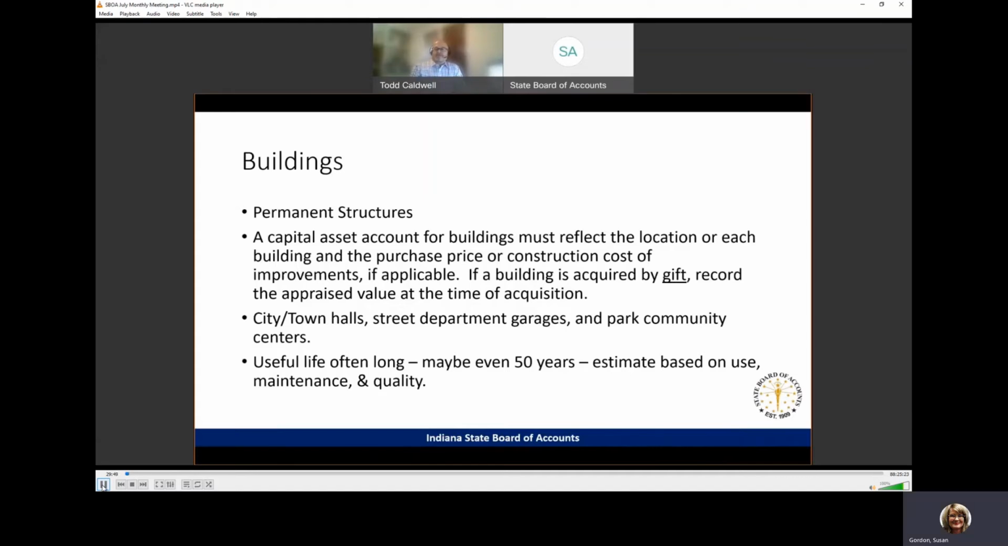It'll just be fully depreciated by that time. I mentioned this earlier, but the estimated useful life needs to make sense for your city or town. It may be the average time before the building has outgrown its usefulness, or it needs extensive renovations to continue to be useful. Use the lifespan that seems appropriate for you, based on how the building is going to be used, the quality of the building, and how well it's being maintained.